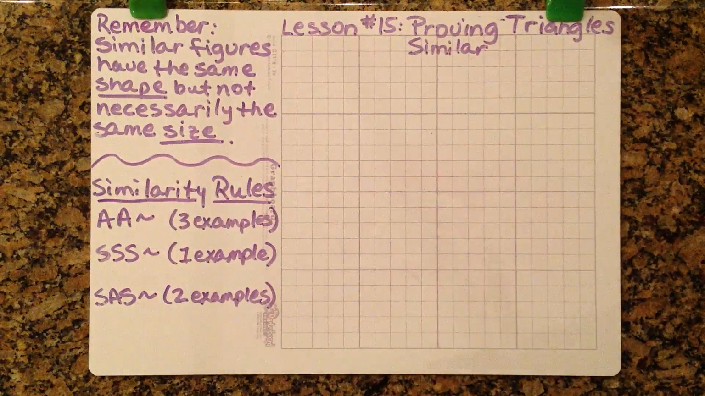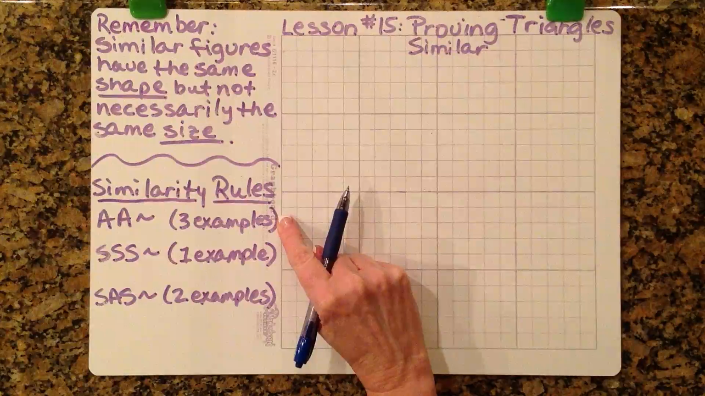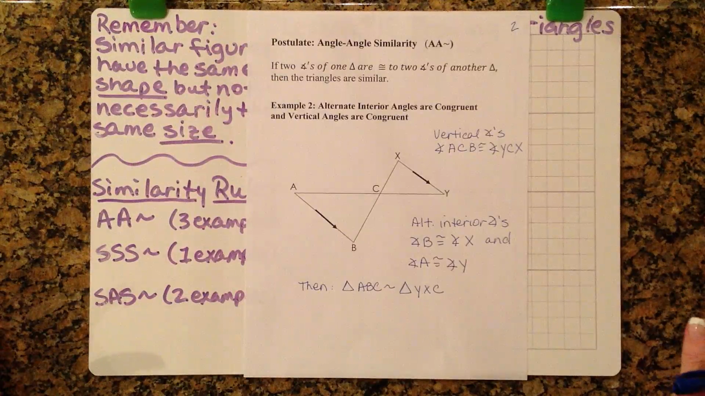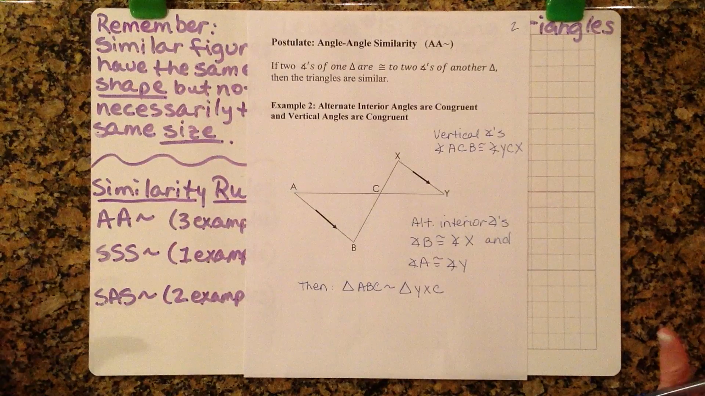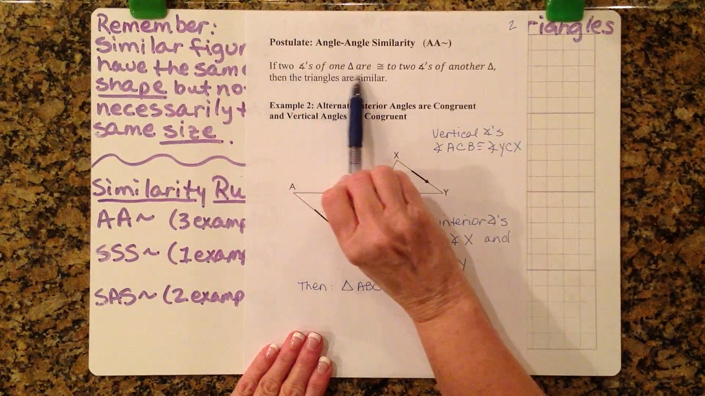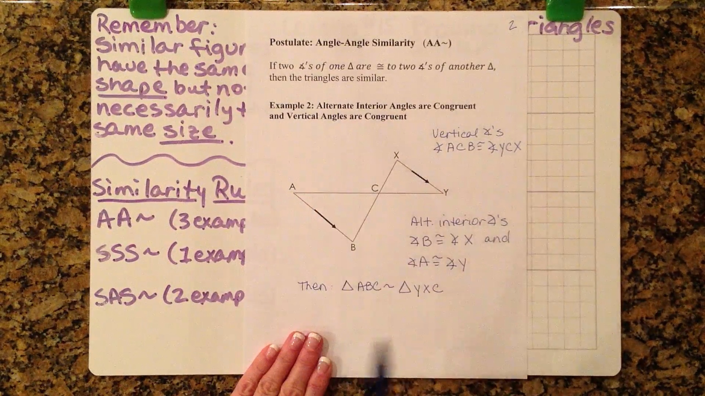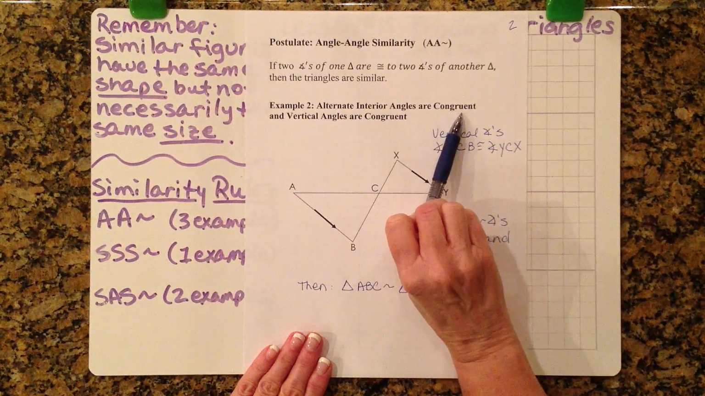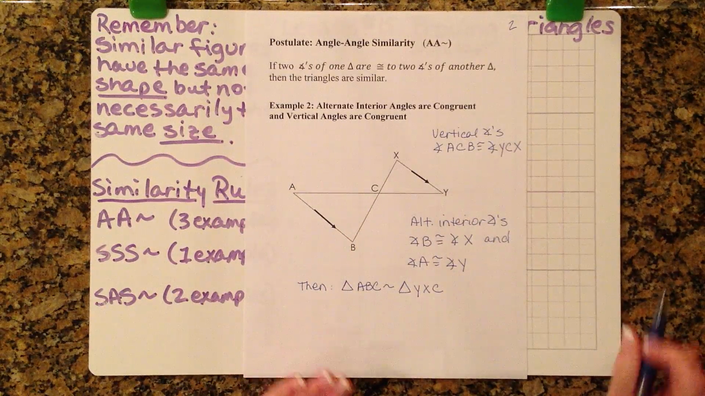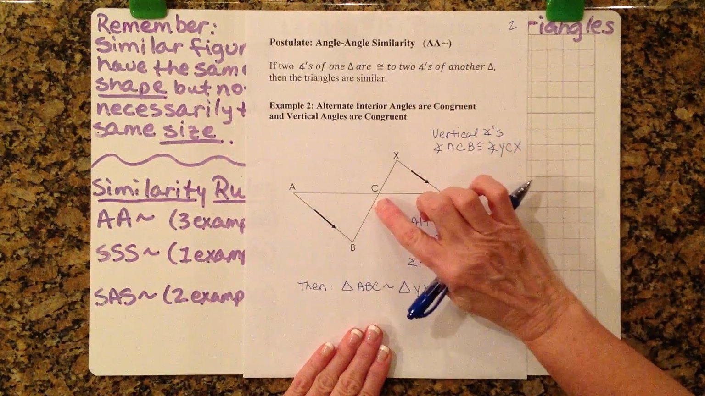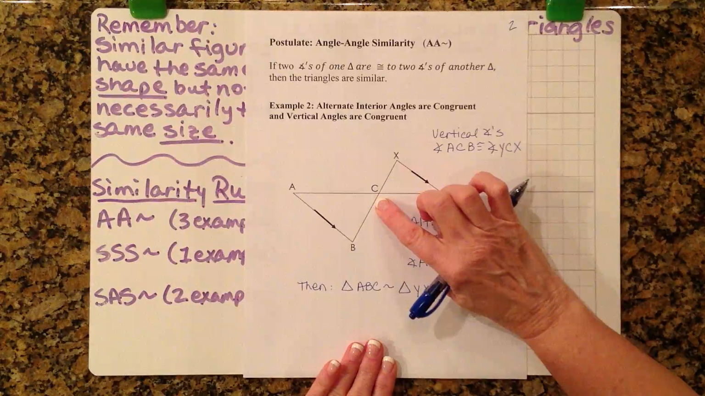All right, let's look at our second example. We're still looking at AA, but we're going to do the second example now. So if you need to stop the video to draw the picture or give yourself a little more time, please do that. So example 2, here's the postulate. I just rewrote it again from what we did in example 1. But in this case, we've got alternate interior angles that are congruent and vertical angles that are congruent. If you notice, you've got a big triangle and a smaller one over here, but they're joined. They're joined right here at point C.